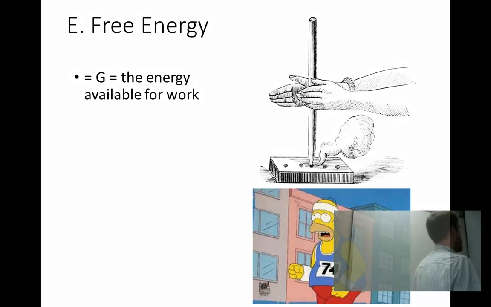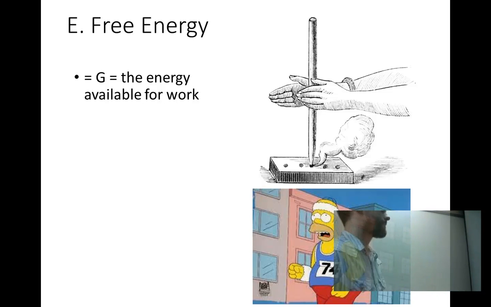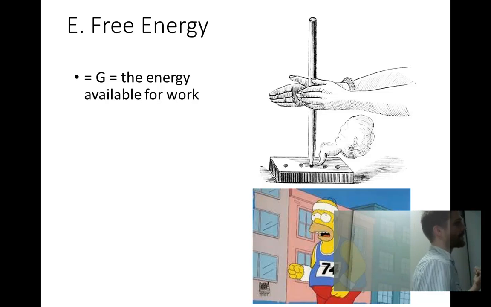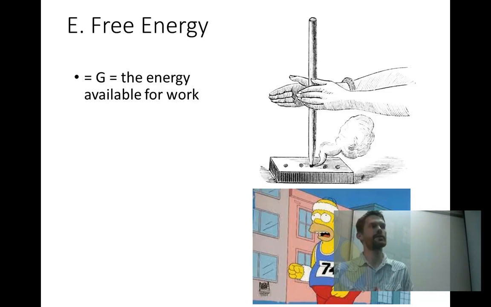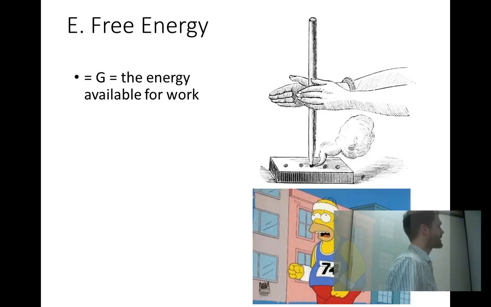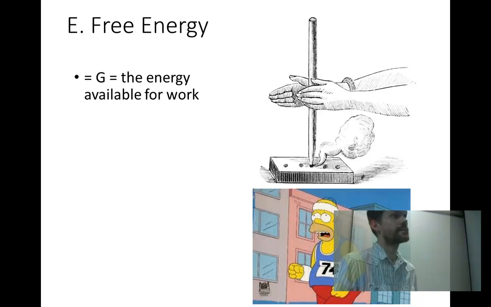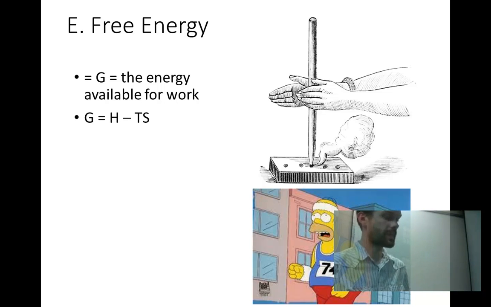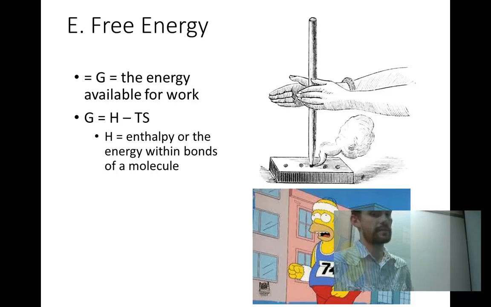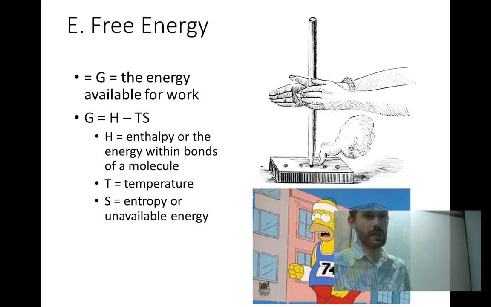All right. Free energy is a term abbreviated by the capital letter G, and this is the energy that's available for work. Because no energy transfer is 100% efficient, and some of it is lost as heat, not all of it is available for work. And so the equation we have for this: free energy equals the enthalpy minus the temperature times the entropy.